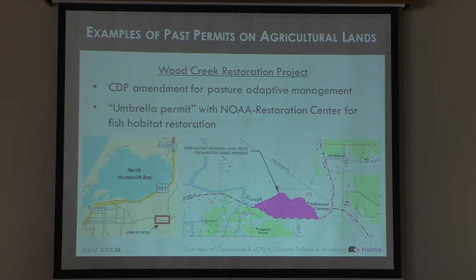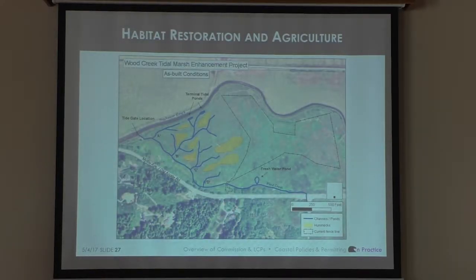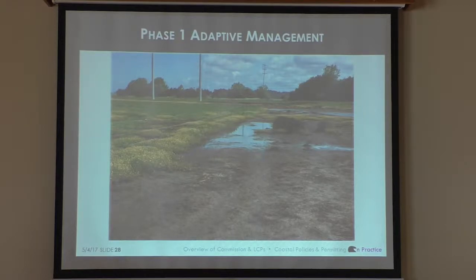And then the last project I'll highlight is one that we recently permitted. The North Coast Regional Land Trust undertook some adaptive management, and they also took advantage of one of the umbrella permits held by the NOAA Restoration Center in this region. And this is out on Freshwater Farms. They had phase 1 work that they did back in 2008, where they decided they wanted to restore some tidelands on the property, but also retain some lands for agriculture use. But then the project, although it was really successful, they had some adaptive management that they needed to undertake more recently. They were having some problems with the drainage of the tidelands.